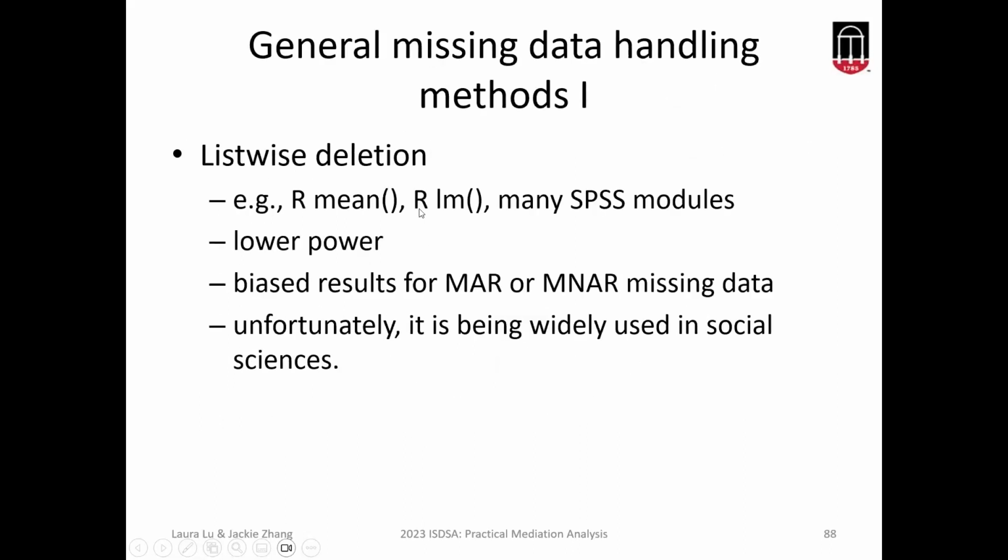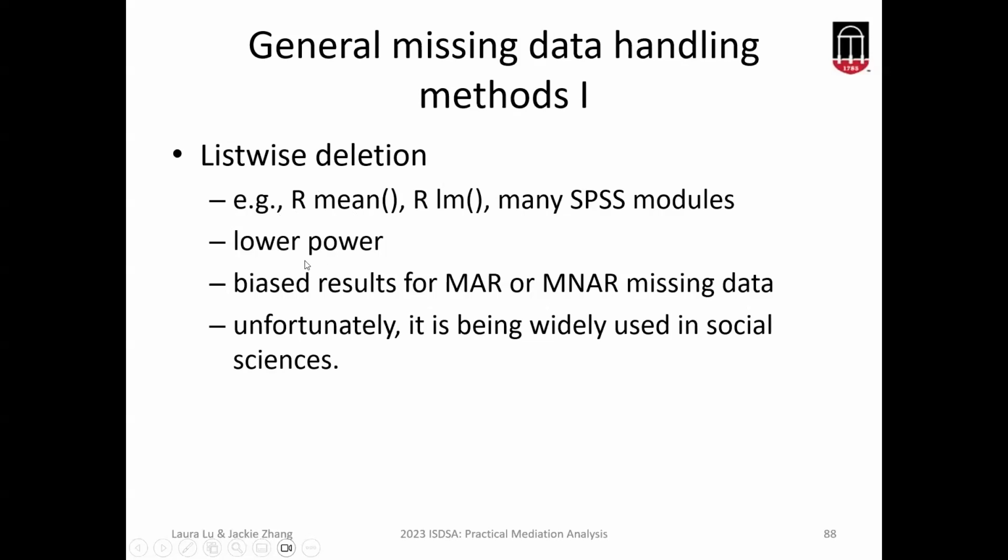So traditionally, people use some really simple ways to deal with missing values. For example, listwise deletion. What does that mean? If I find one missing value in a case, then that whole case will be removed. In many SEM models or in some R functions, they just do listwise deletion.